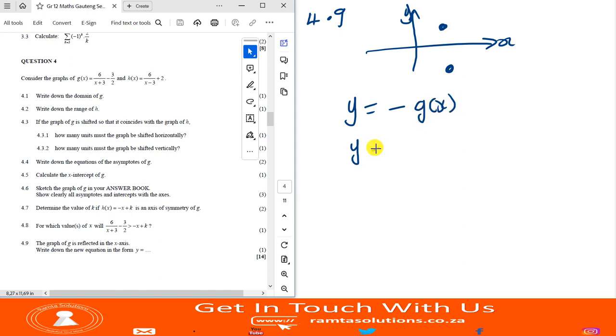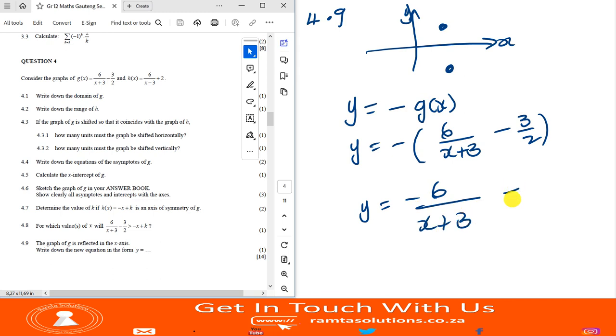A reminder, what is g? g was 6/(x plus 3) minus 3/2. So therefore, what is y? y is -6/(x plus 3) plus 3/2. I hope you guys understand this.